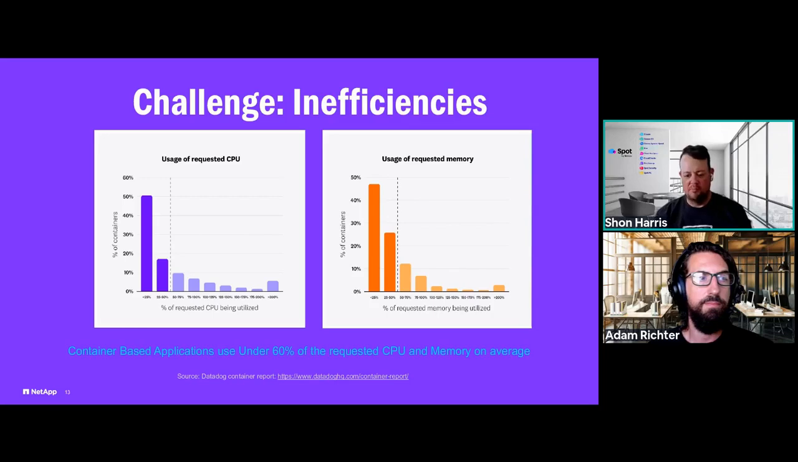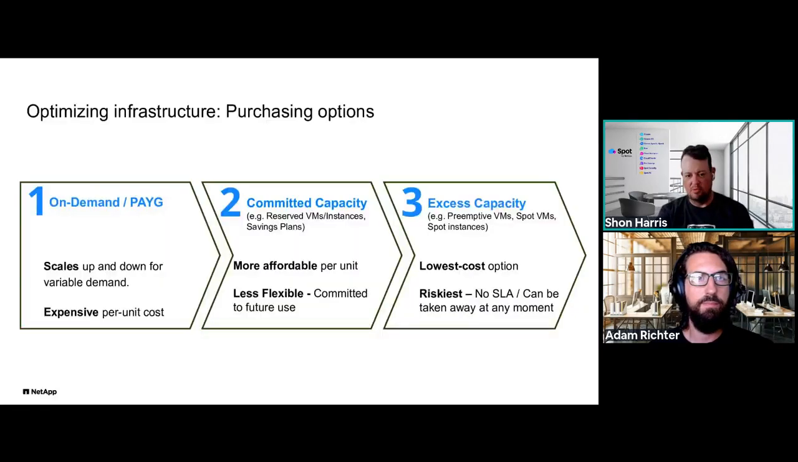That's a lot of memory and a lot of CPU that you could get some use out of. And by using Spot by NetApp's tools, we see that efficiency, that utilization go from under 60% to over 95% without impacting the performance of your workload.